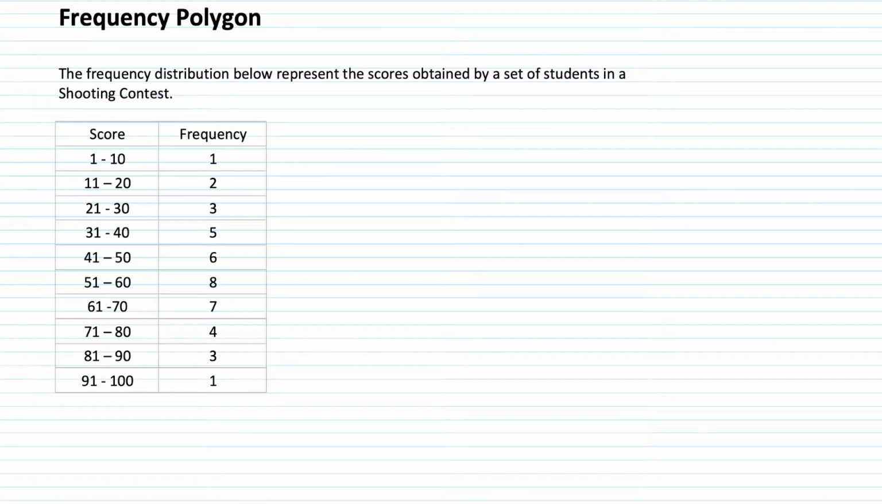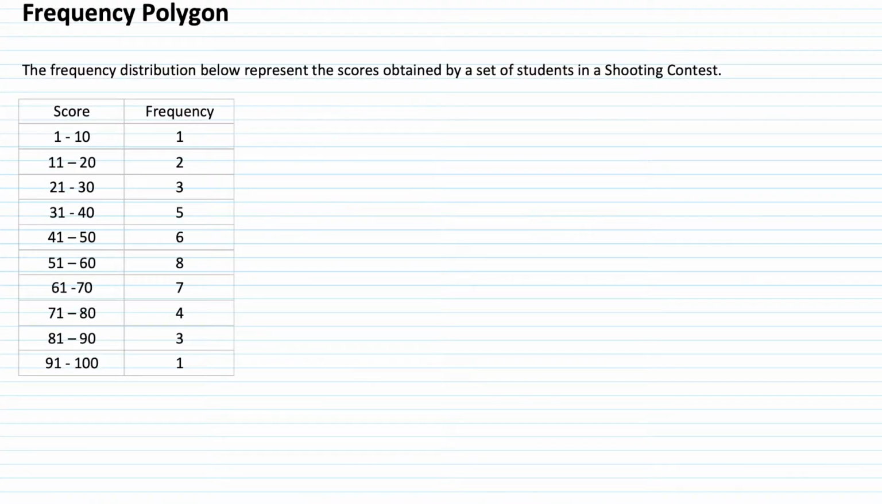The frequency table below represents the scores obtained by a set of students in a shooting contest. In order for us to find the points that we need to plot the frequency polygon, we need to find the midpoint of each class interval because it is a grouped frequency table. Therefore, we need to draw another column and label it midpoints. I recommend that you draw a different frequency table so that you can have the scores beside the midpoints.